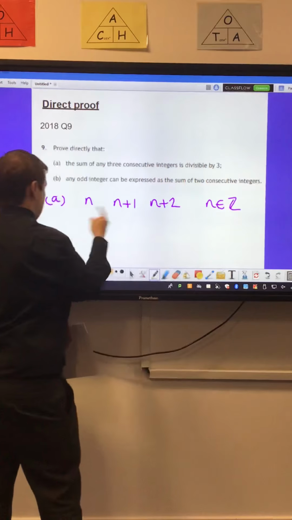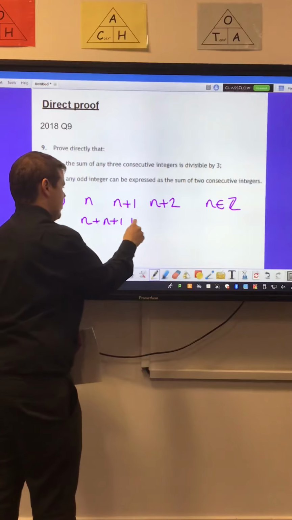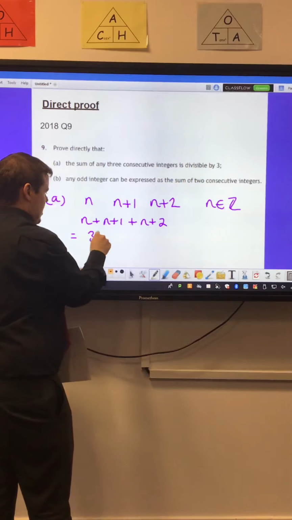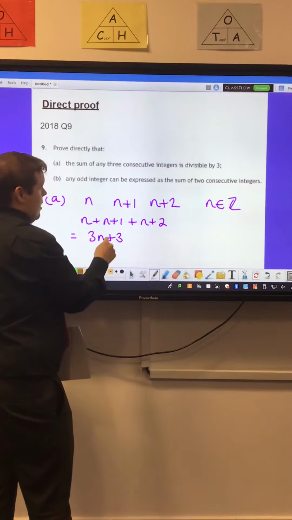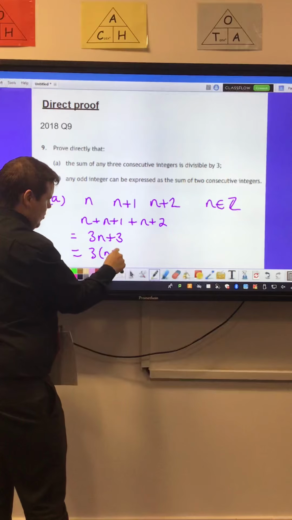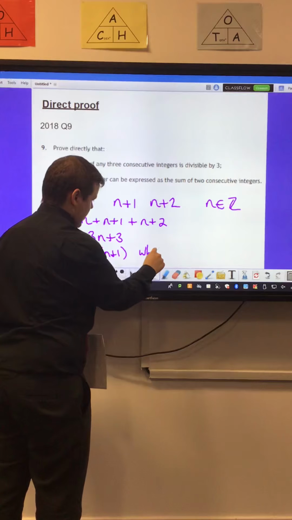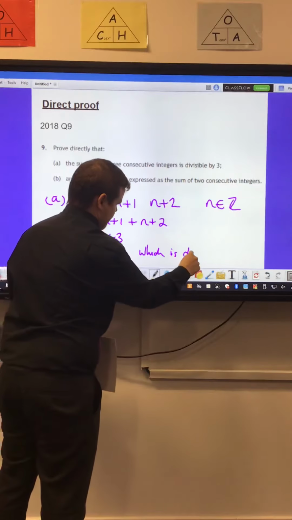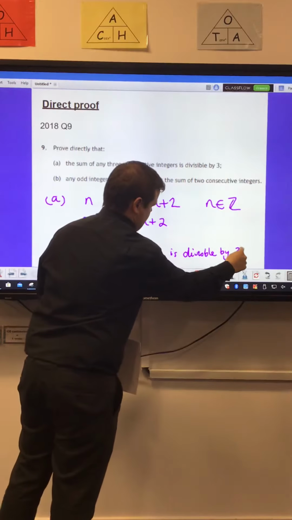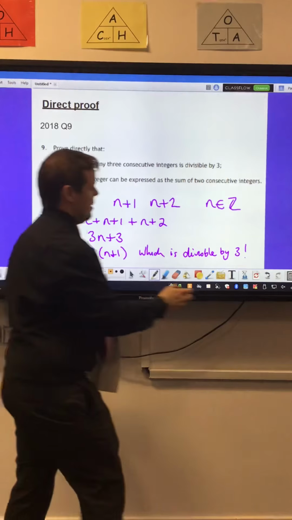Okay, so I'm going to add them together. So n plus n plus 1 plus n plus 2. That gives you 3n plus 3. You can take a common factor of 3 out: 3 times (n plus 1), and this is divisible by 3. Okay, so you've proved that one. Part B.